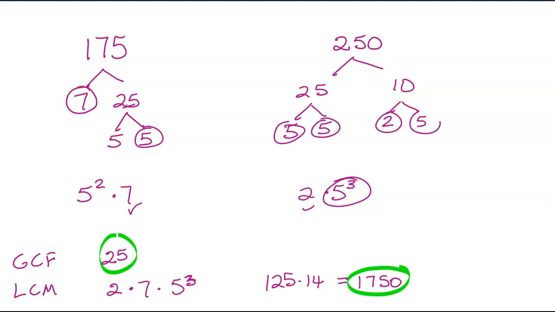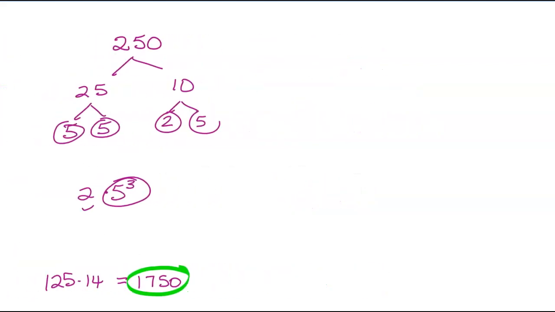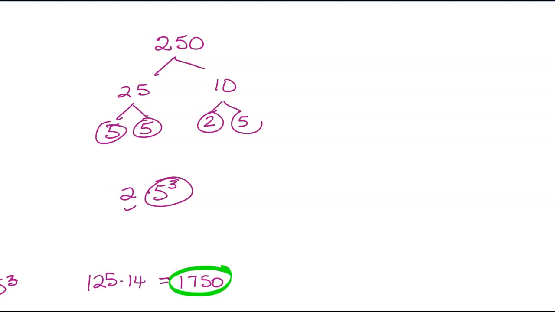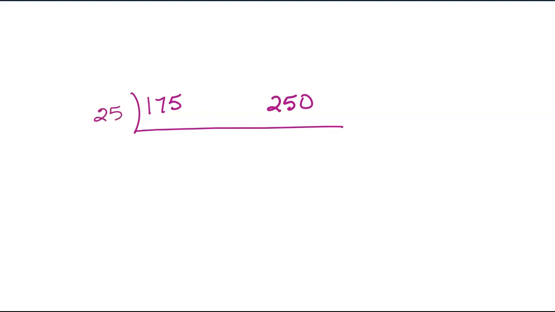because I don't do this a lot. I mean, I think it's important that you can do it, but let me show you what I do. I will put them both in what I call an upside down divide sign. So I'm going to do 175 and 250. Upside down divide. And I can find any number that will go into both. Well, 25 goes into both.